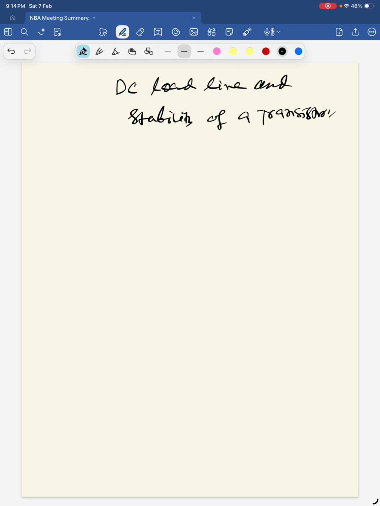So dear audience, today I am going to discuss DC load line and stability of a transistor. To discuss DC load line, first we have to draw the circuit diagram. So we'll take first the common emitter configuration.